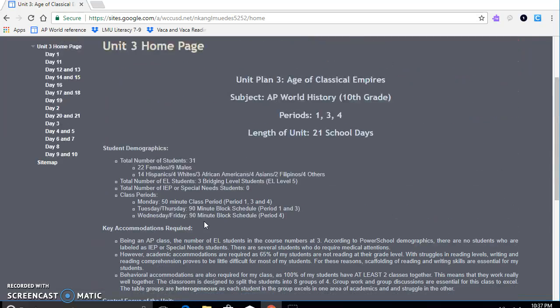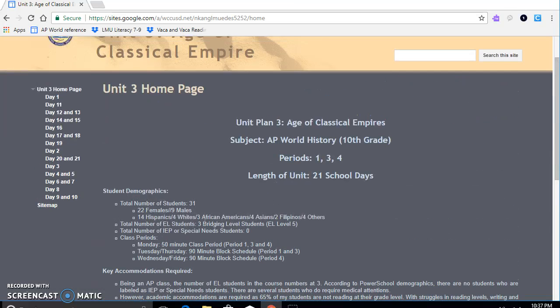But I'm really excited for this unit. Hoping that my students can really understand how these empires influence the world that they live in, and hopefully we can make it really relevant for them so that they can see why it's important to learn history, because they need to understand the roots of the society that they're living in today.